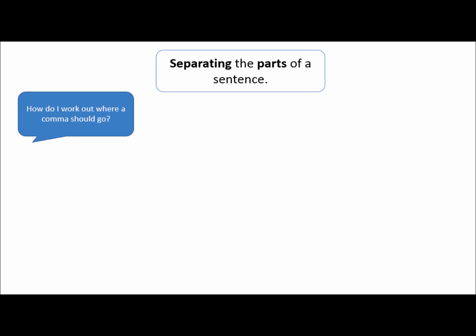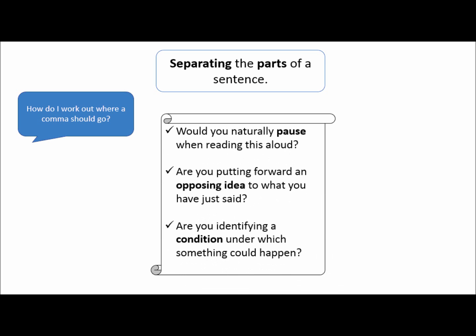So how do I work out where a comma should go? Well, there are three questions you can ask when you read a sentence to try and work out where to put a comma in. The first one is, would you naturally pause when reading this aloud? Commas often occur where it would make sense to pause when reading a sentence aloud.